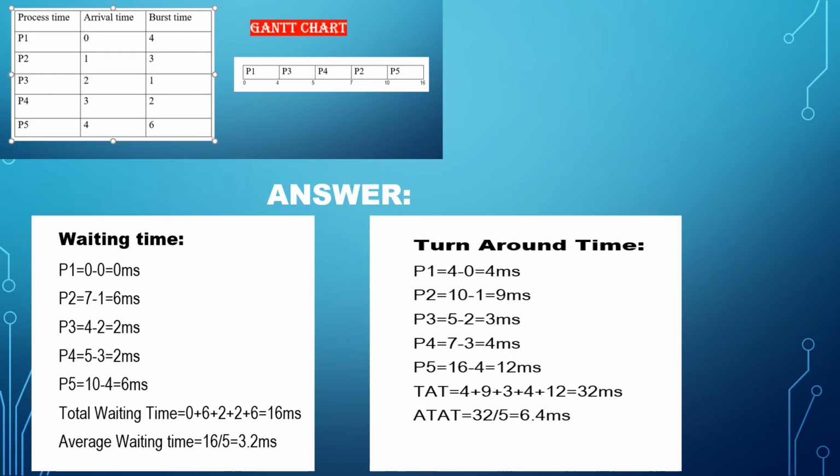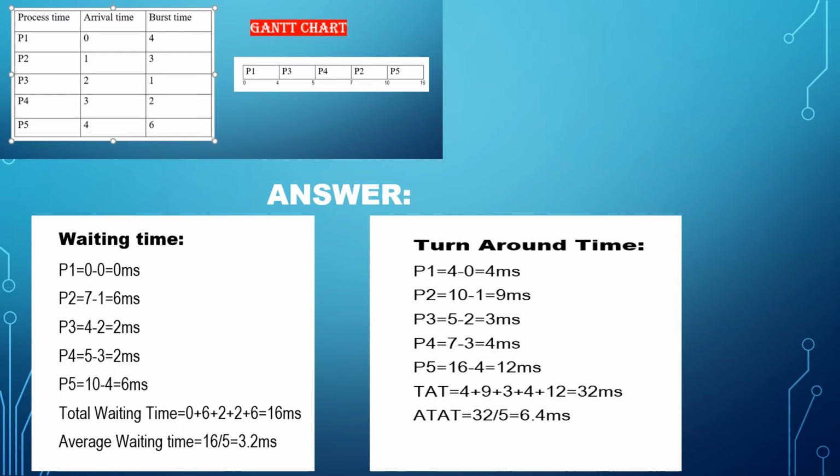The total waiting time is the sum of the waiting times from process P1 to P5. So 0 plus 6 plus 2 plus 2 plus 6 is 16 milliseconds. For the average waiting time, we divide this by the number of processes, because there are 5 processes, we divide it by 5. So 16 by 5 is 3.2 milliseconds. So the average waiting time for this particular Gantt chart is 3.2 milliseconds.